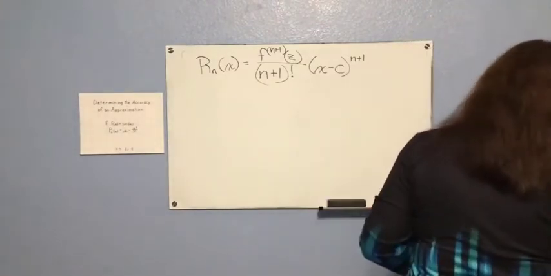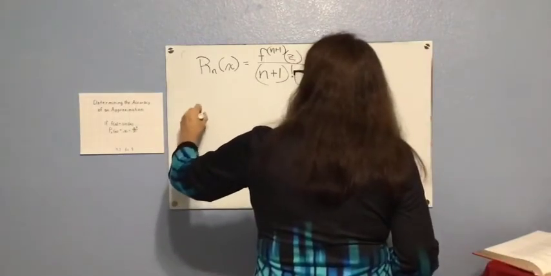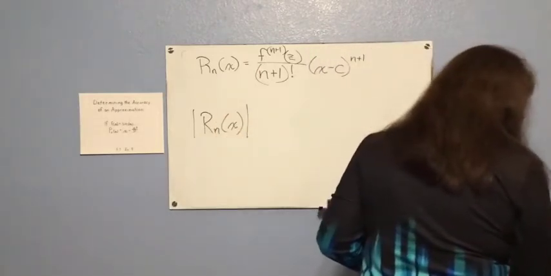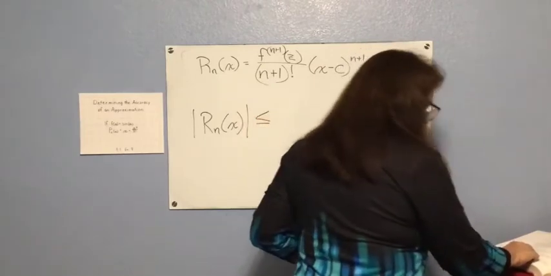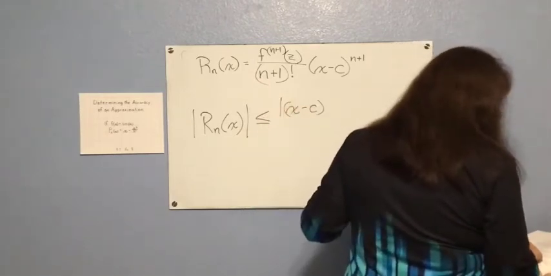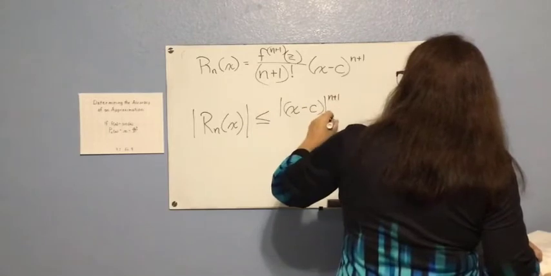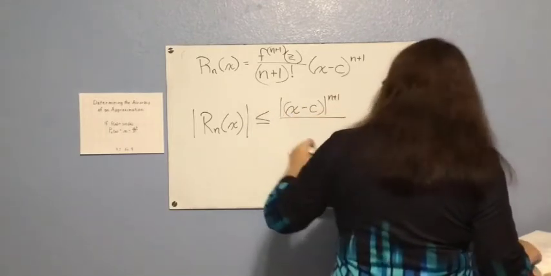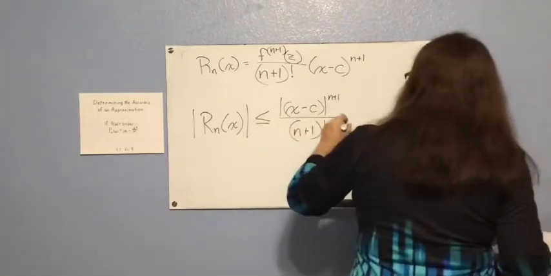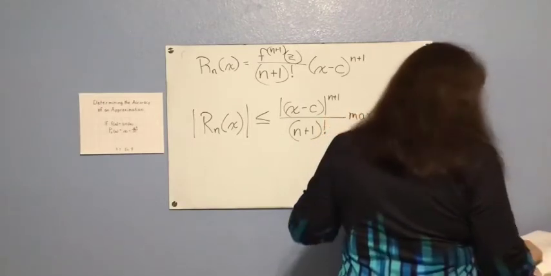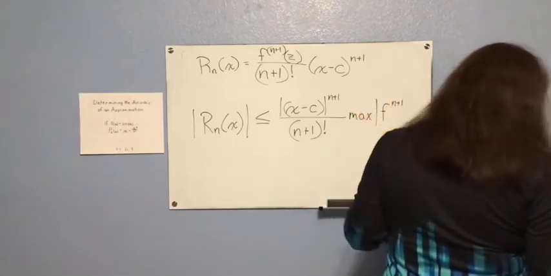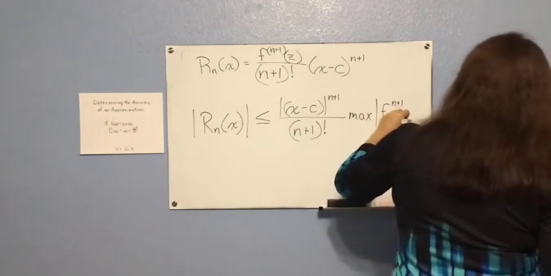Okay, something that comes out of this is that the absolute value of this remainder is less than or equal to the absolute value of x minus c to the n plus 1 power over n plus 1 factorial times the maximum of the n plus 1 derivative of z.